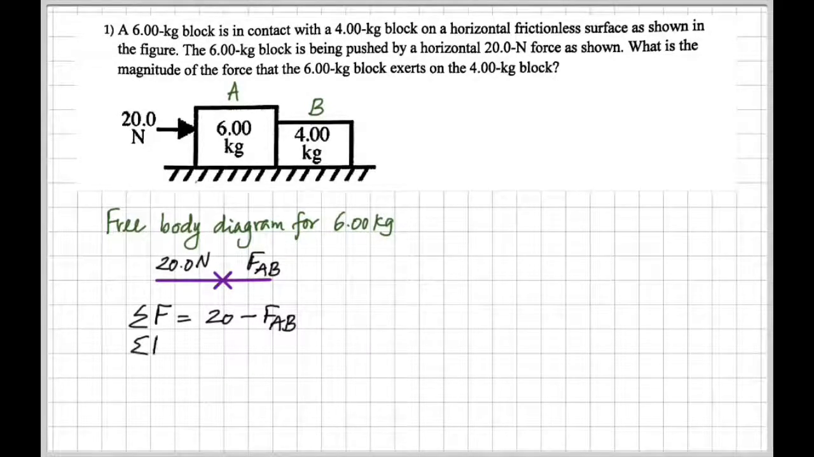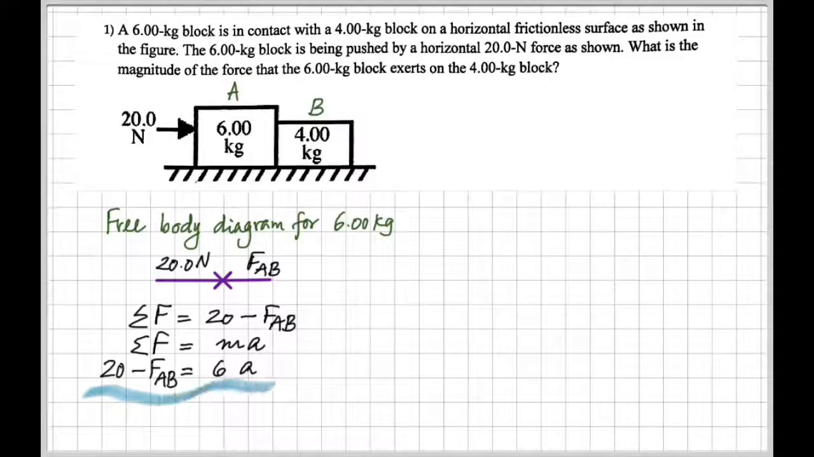But by Newton's second law, net force is equal to mass times acceleration. And therefore 20 minus FAB, which is the net force, is equal to the mass of the object, which is 6, times the acceleration A. So we are using the mass 6 because that's the system of interest. We are only looking at the net force on the 6 kilogram.